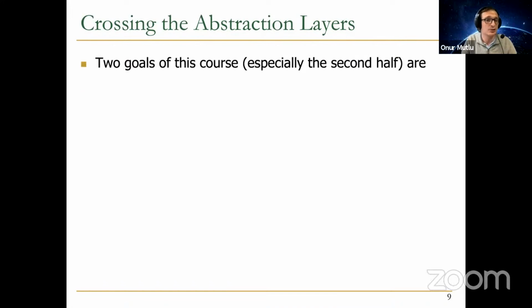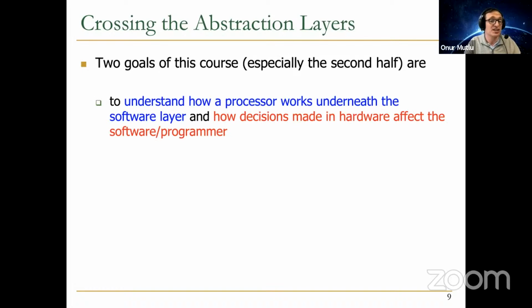Okay, so basically 2 main goals of this course, especially the second half after we built some basics, are first to understand how a processor works underneath the software layer and how decisions made in hardware affect the software or the programmer. So we're going to put as much emphasis as possible to this, like why some decisions lead to much faster programs. We will talk about that, much faster running programs. And what kind of programs should those be so that you can accelerate them? We're going to talk about that.